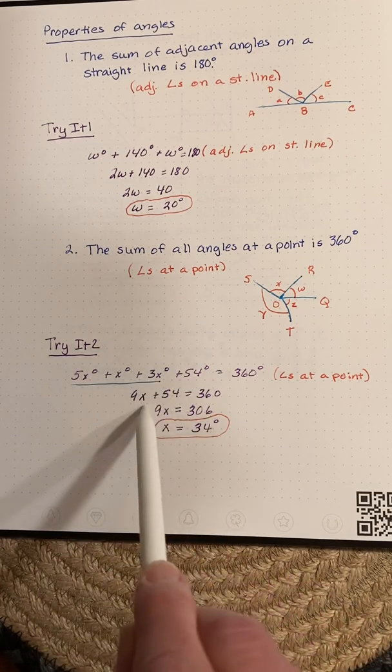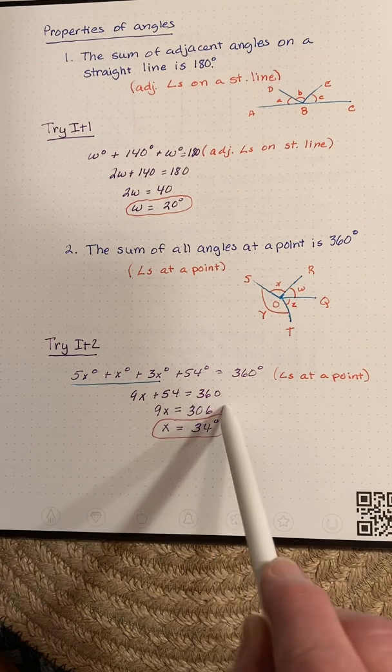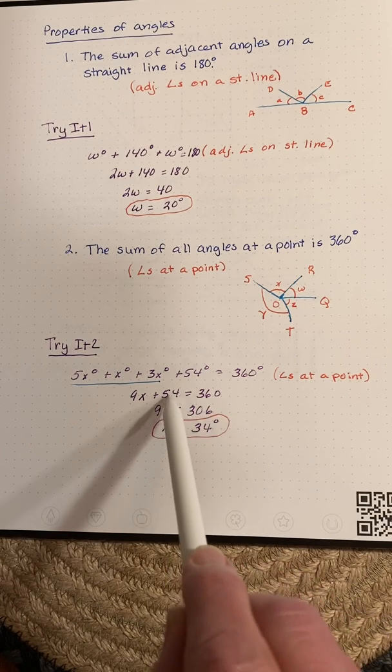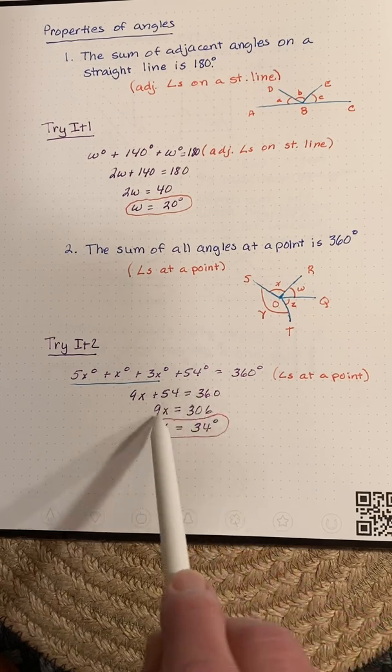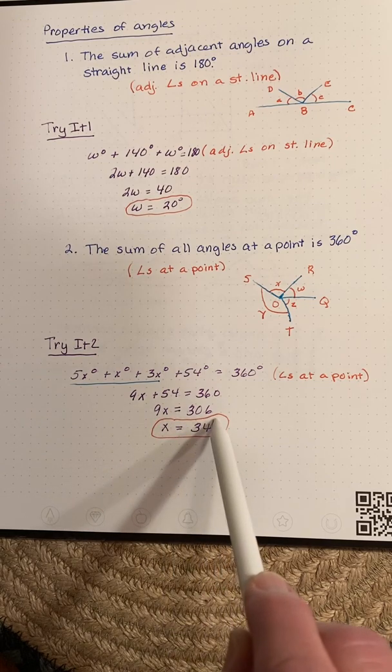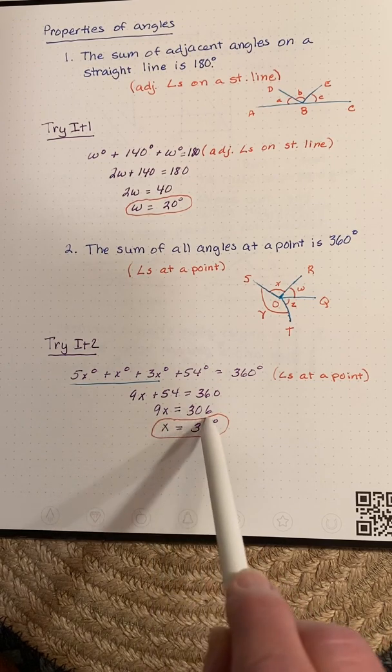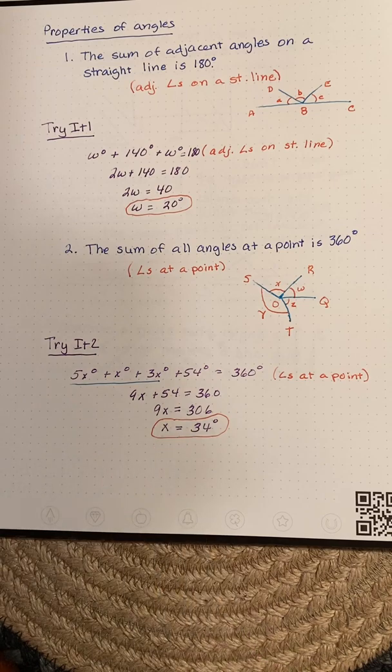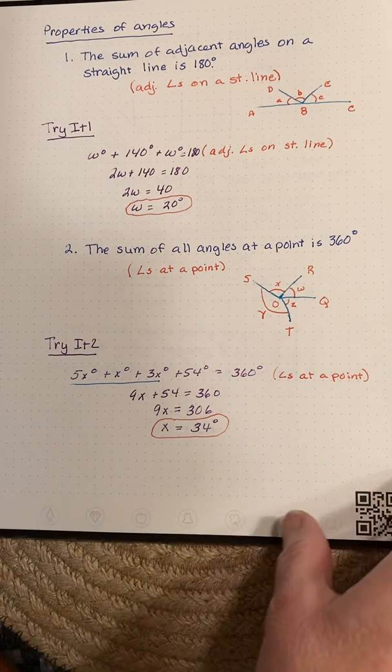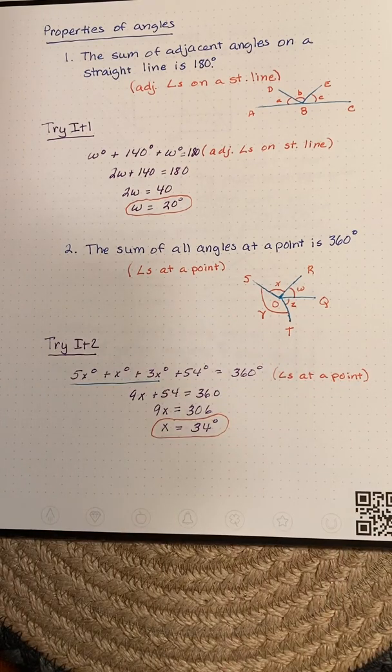I combine all my x's. 5, 1, and 4 is 9x plus 54 is 360. I subtract 54 from both sides. 9x equals 306. I divide through each side by 9. X is 34 degrees. Okay, so here we go.